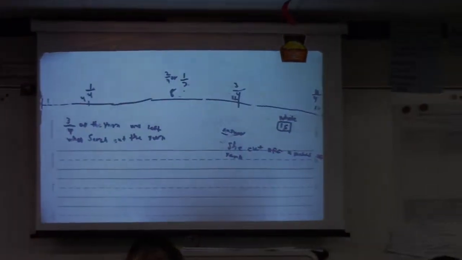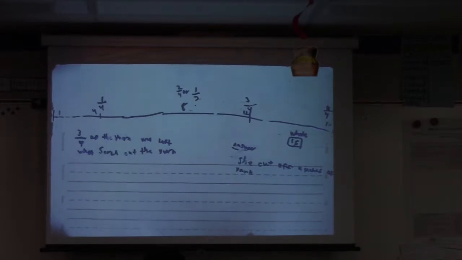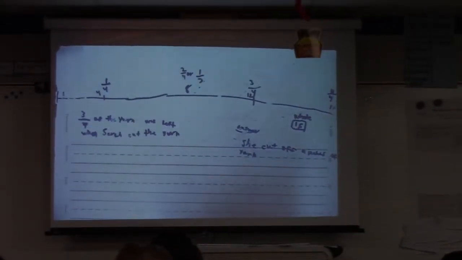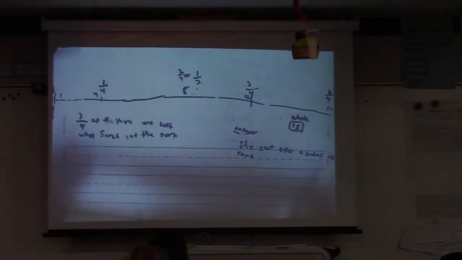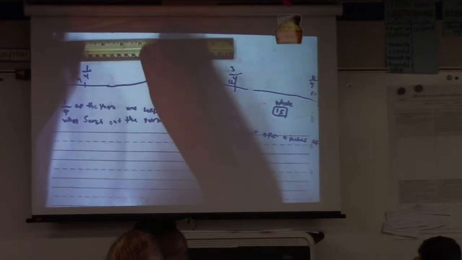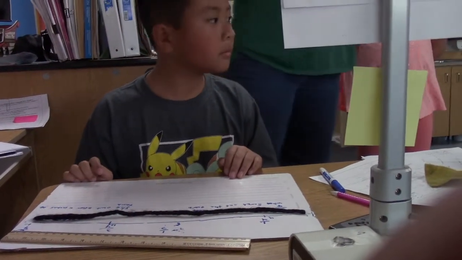All right, come on in. So Sarah cut off 4 inches of the yarn, and since the whole would be 16 inches, the fourth, 1/4, is here. Do you agree with Kaylin? Yes. Okay. All right, thank you.